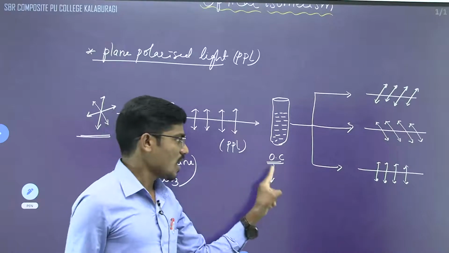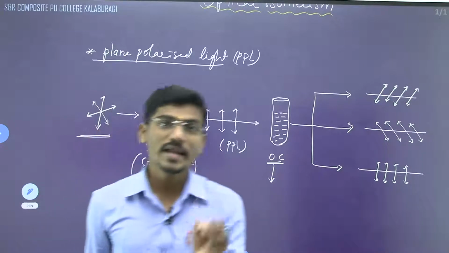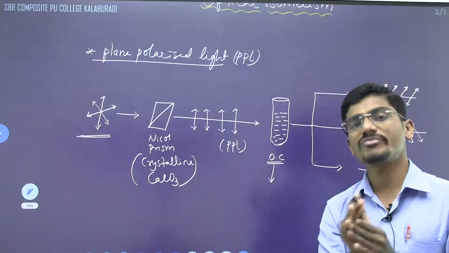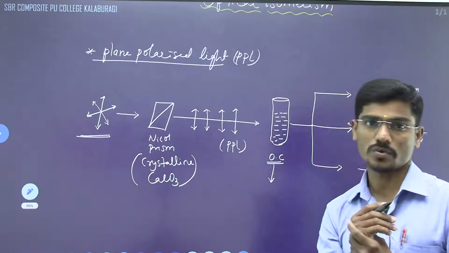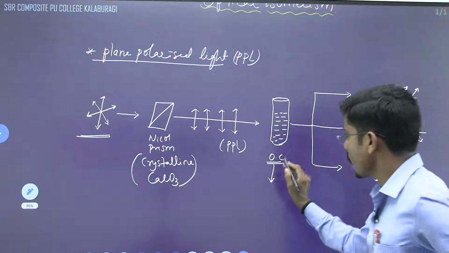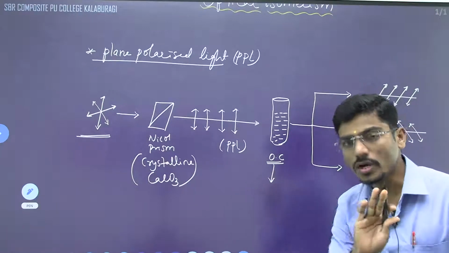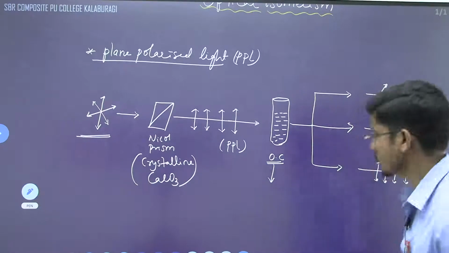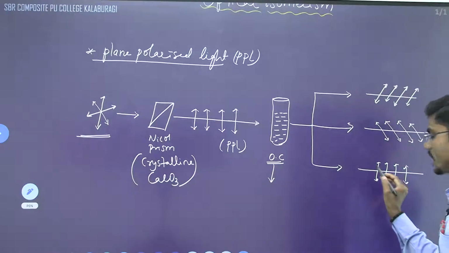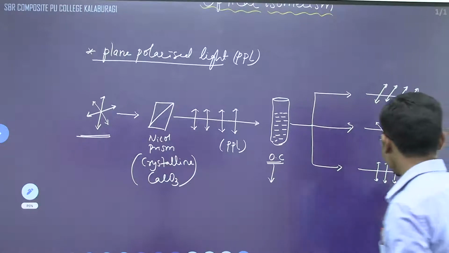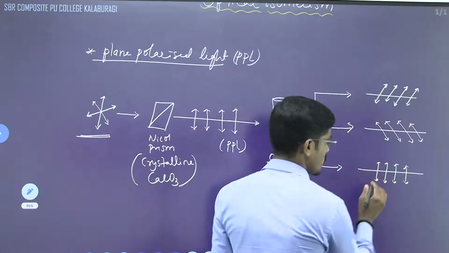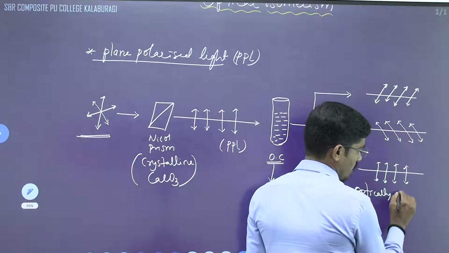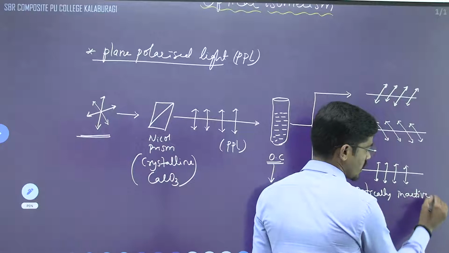Is it clear? The compound which rotates the plane polarized light either towards the right direction or towards the left direction is called an optically active compound. If the organic compound does not rotate the plane polarized light, then it is said to be an optically inactive substance. So here in this case, the light is not rotated towards any direction, therefore this is optically inactive.